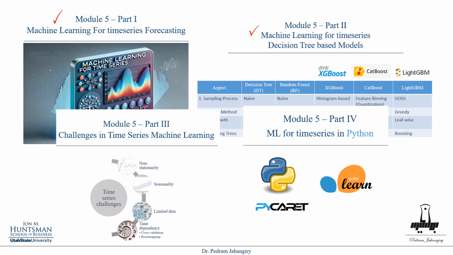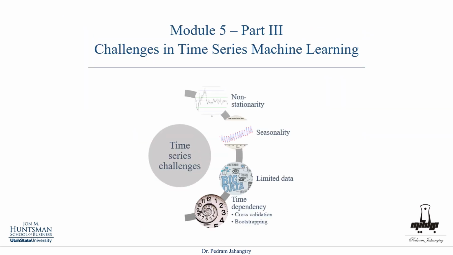Then we talked about a very simple example, which was a univariate time series forecasting using airline passenger data, and we tried to apply a simple decision tree or random forest model to that. And we raised the concern about the challenges when we are applying a machine learning model to a time series dataset. And then here in this part 3, we will talk about the challenges in time series, specifically when it comes to using machine learning models. So Module 5, Part 3, Challenges in Time Series Machine Learning.